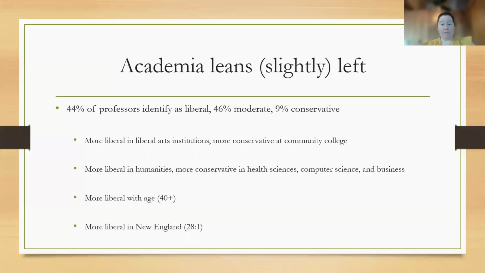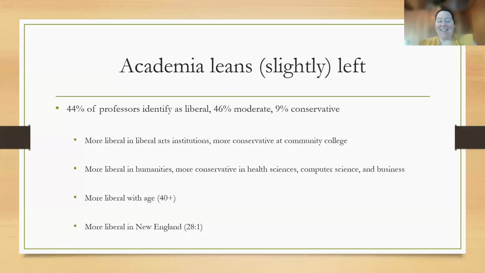This changes from institution to institution. Liberal arts institutions tend to be a little bit more liberal. The local community colleges tend to be a little bit more conservative. Things are different in different disciplines. Humanities are more on the liberal side, while health sciences, computer sciences, and business are more on the conservative side. It's also more liberal in different parts of the country, with New England identifying much more liberally than, say, the Southeast.